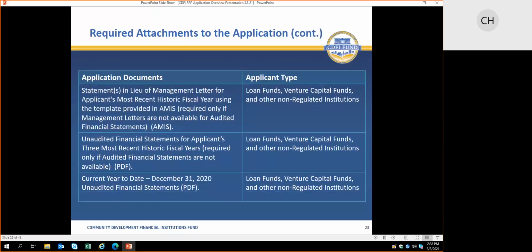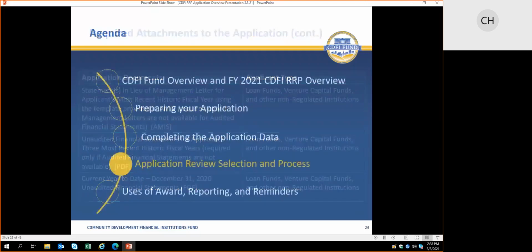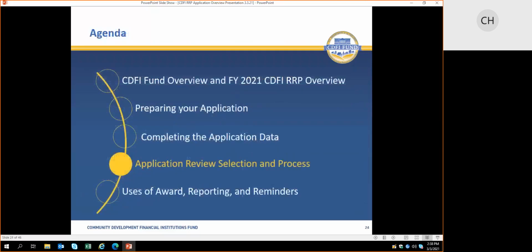And if your organization doesn't have audited financial statements, as Clint mentioned earlier, then go ahead and attach your unaudited financial statements for the 3 most recent historic fiscal years. And finally, unregulated financial institutions must also attach your current year-to-date financial statements. And with that, I will turn it back to Elizabeth to walk us through the application review process.